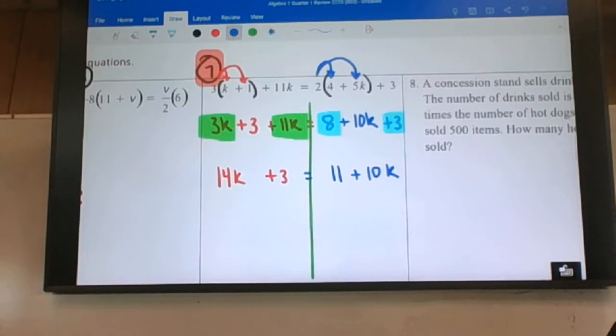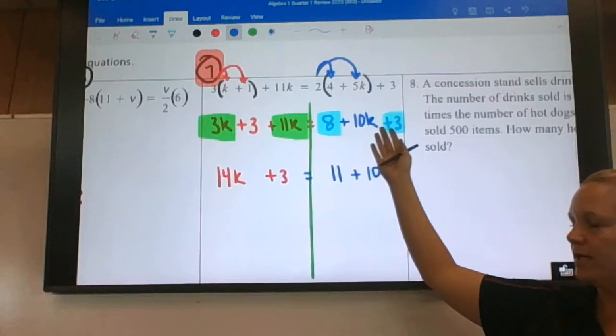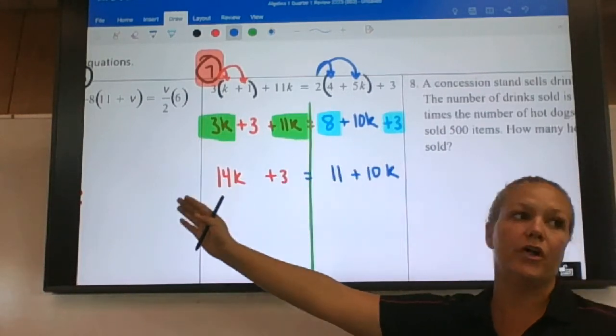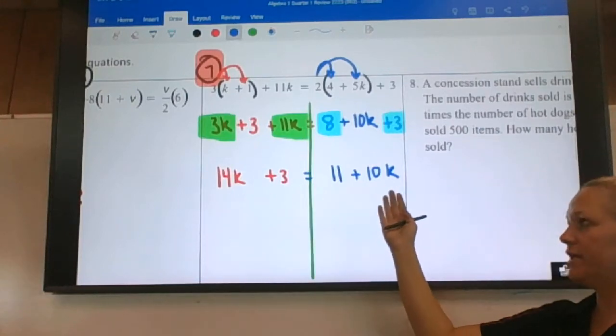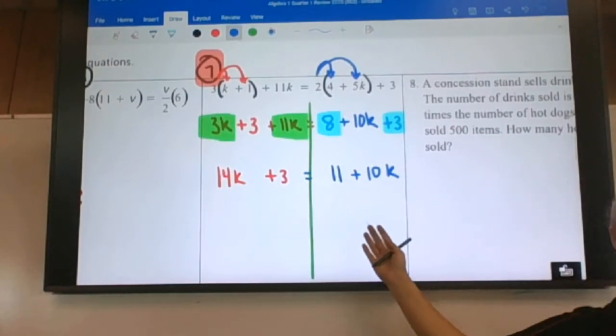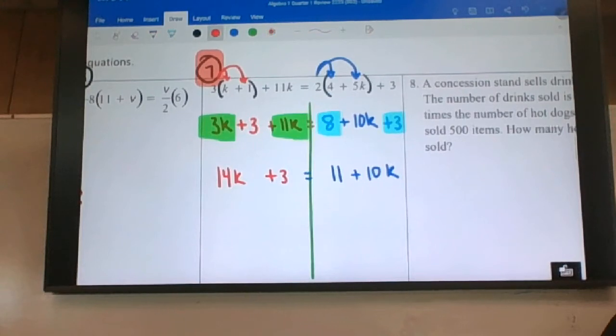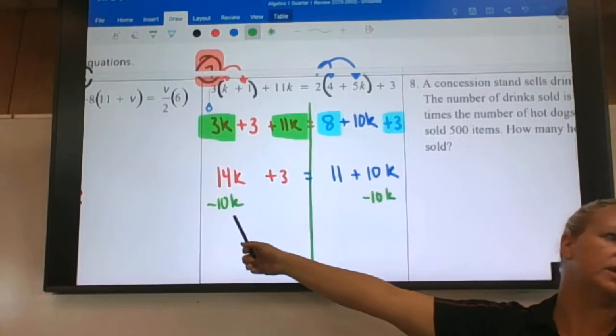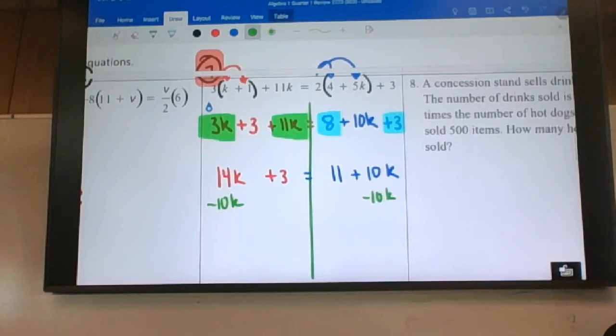Now, yeah, so I combined them. They're on the same side, so I didn't change signs. Now I have a K on another side. So now when I bring this across, that's when I change the sign. So now I'm going to minus 10K because I'm going across the line. It's when you cancel to get it over here that you do subtraction or opposites.